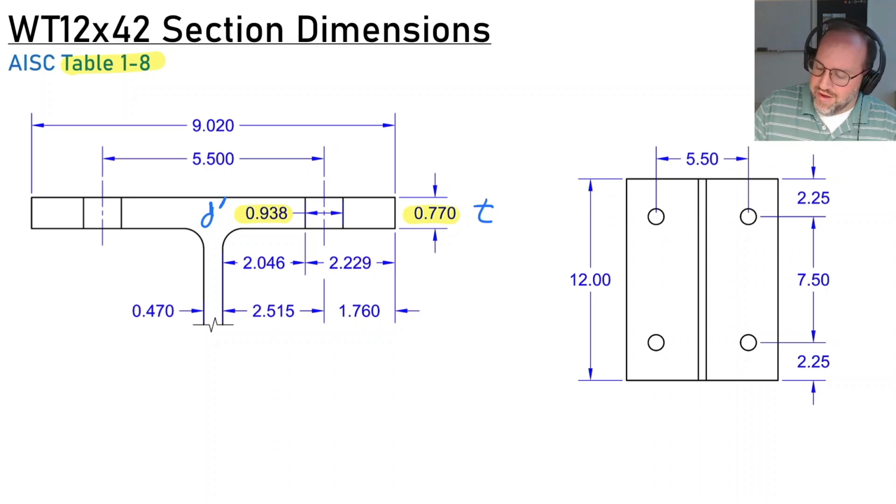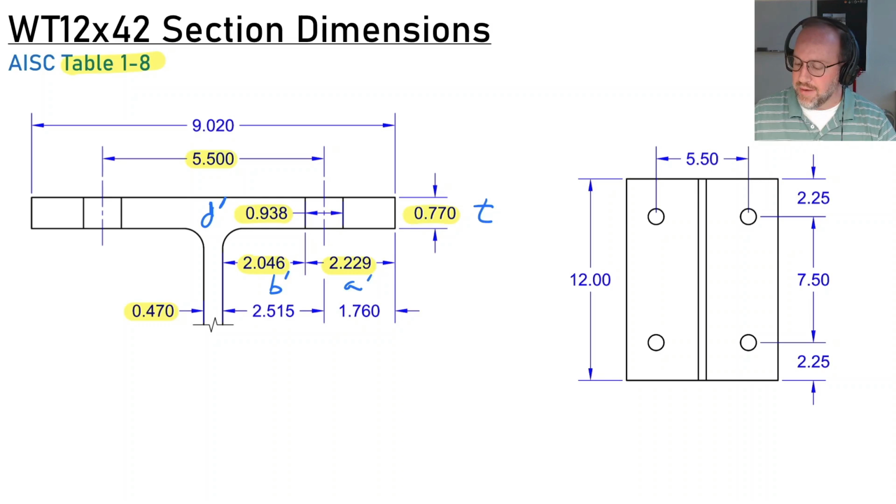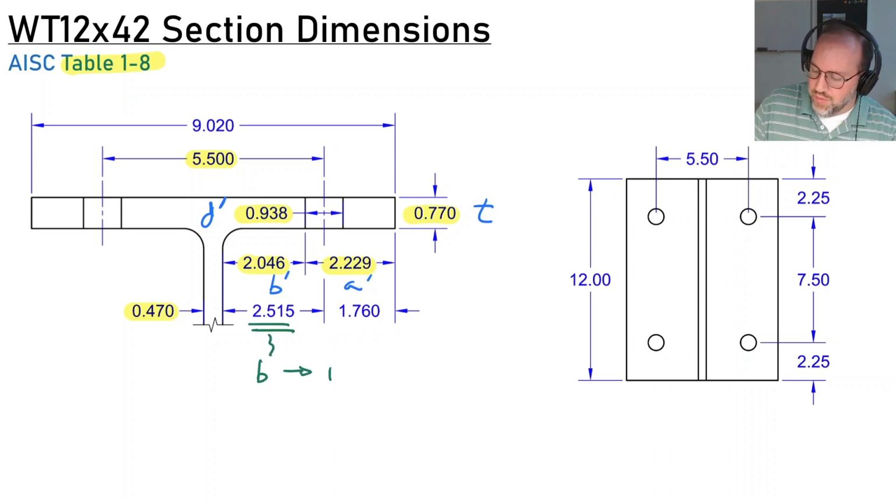We'll also need the gauge length. This is 5.5 inches for a WT12x42. We'll need a stem thickness of 0.47, and using all these numbers, we can determine distance b prime and a prime. So b prime is 2.046 and a prime is 2.229. Lastly, we need to find our tributary width for this bolt. So this is the b dimension here, and specifically we need 1.75b, and that's calculated to be 4.4 inches.